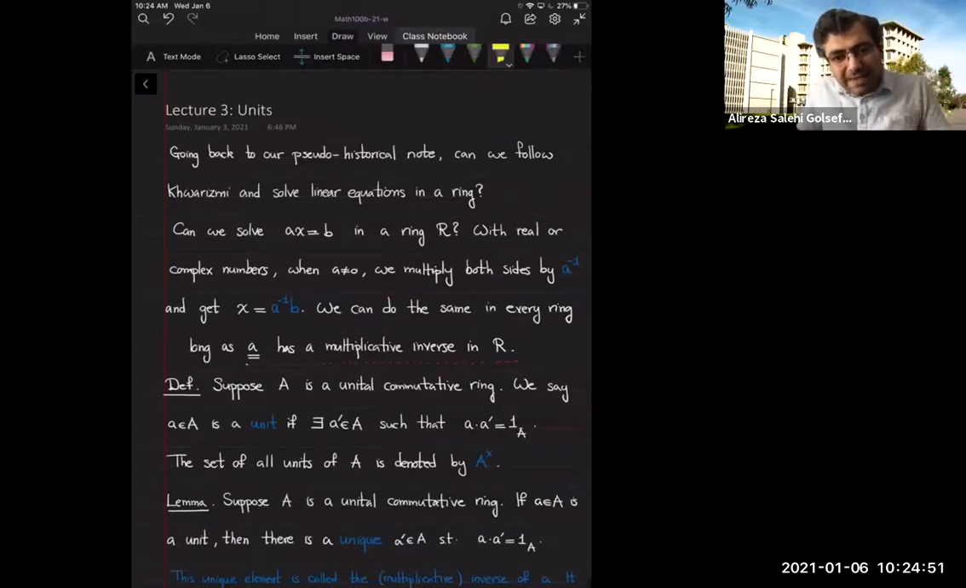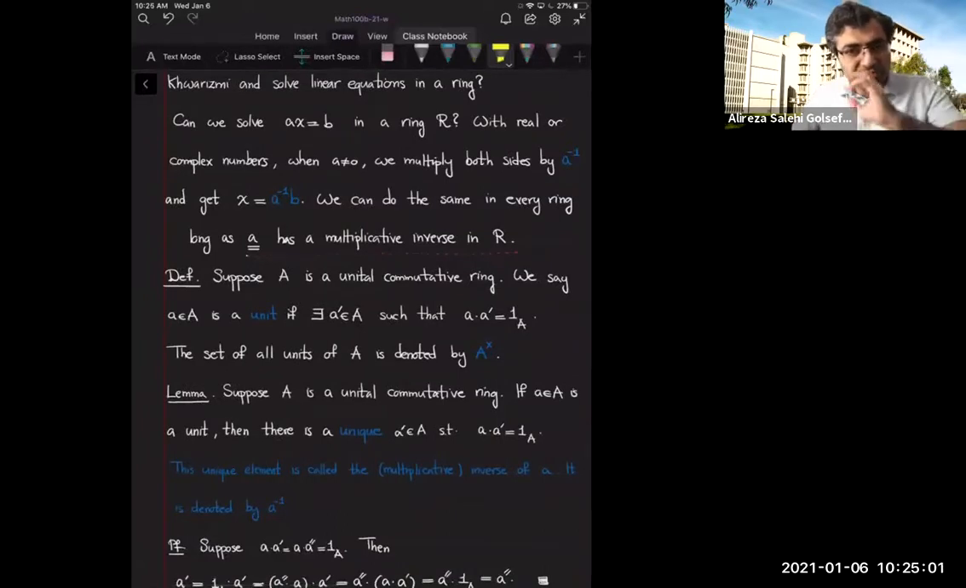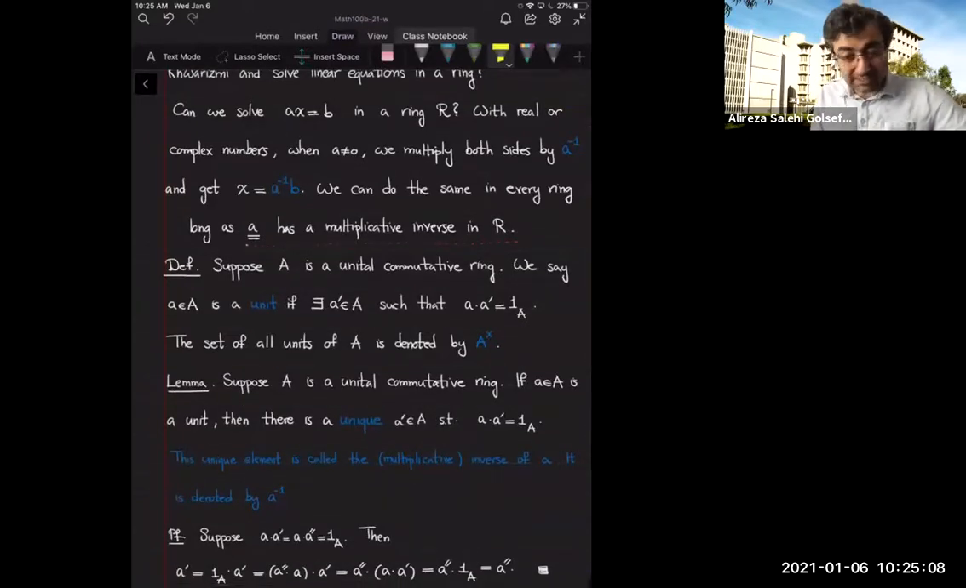So we see that if A has a multiplicative inverse in this arbitrary ring, we can repeat the same argument. That's a motivation to define, to call such elements a special name. So we say an element of a unital commutative ring is a unit if it has a multiplicative inverse. And that means if I can find some element of this ring that I can multiply A by and end up getting the identity of the ring. So if I can multiply A by some element of the ring, A prime, and end up getting 1, then we call such an element a unit. The set of all the units is denoted by A subcross.